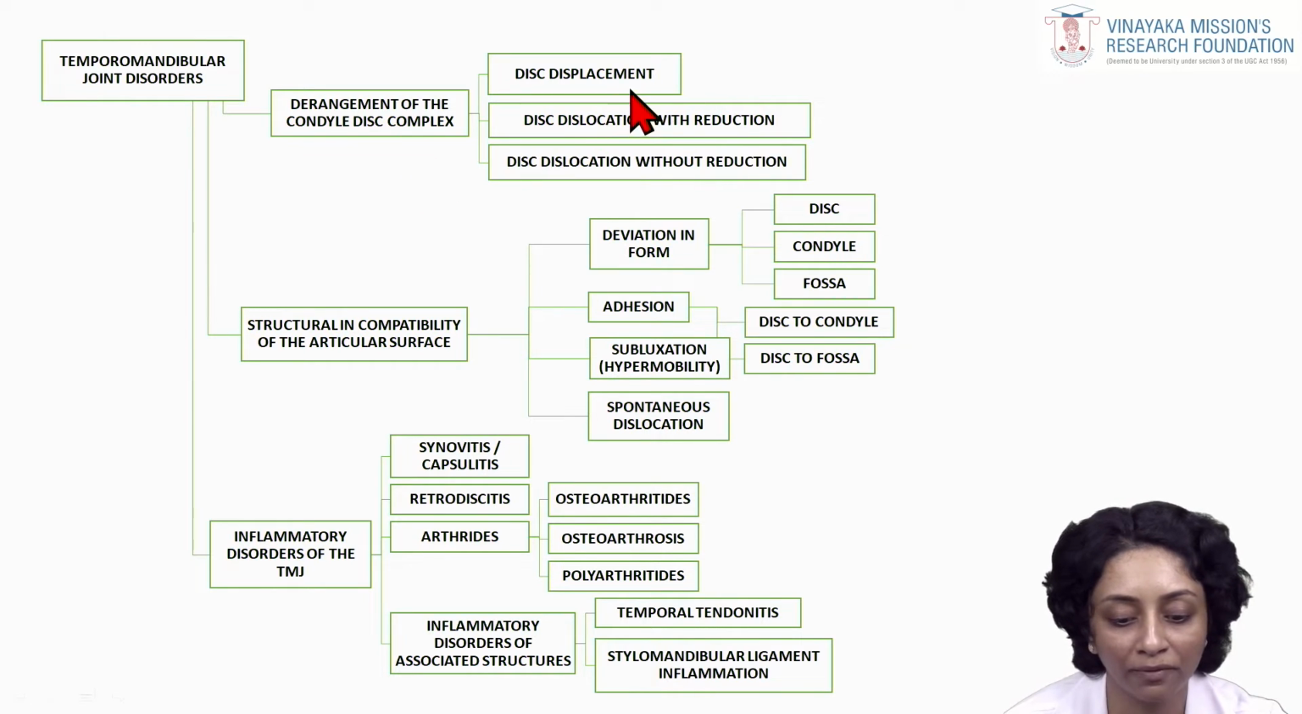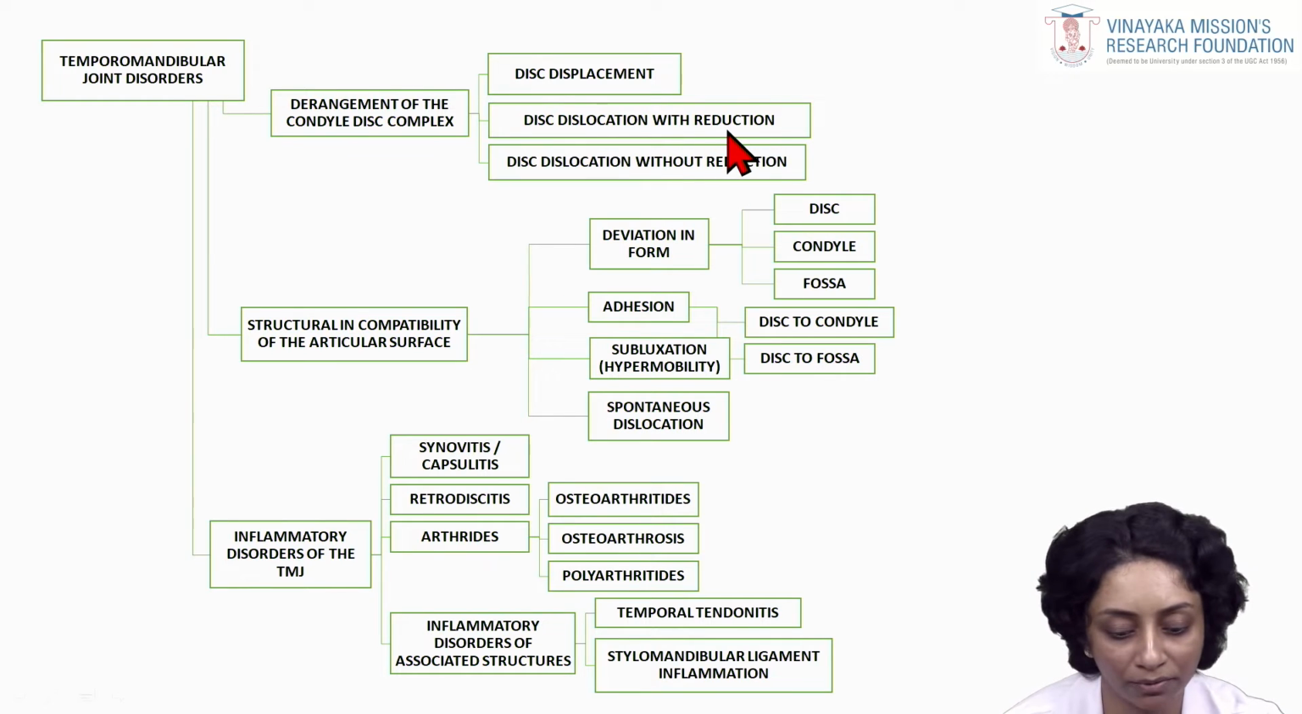Under this, you can have the articular disc displaced, either dislocated with reduction or disc dislocation without reduction. Most of the diseases come under these two classifications. Next is the incompatibility of the articular surfaces. That is, if there is any adhesion or deviation in the disc itself, either from the condyle or the fossa, or if there is joining of the disc to either of the bones, that is called adhesion.